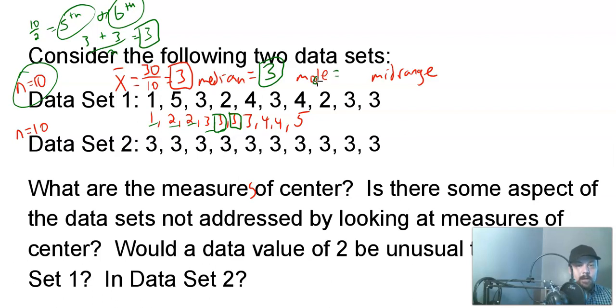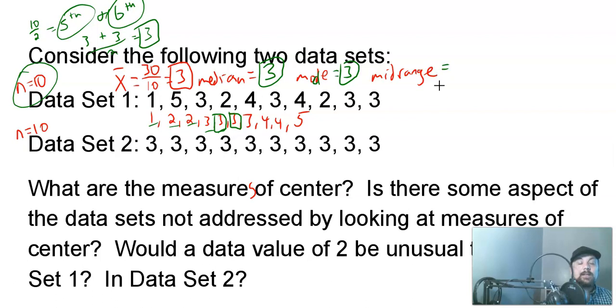The mode, not the mole, like I think the same thing happened in the last video. The mode is the data value that occurs with the highest frequency, if there is one. And in this case, there definitely is. I made sure of that. So 3 occurs 4 times. That's more than any other data value. So the mode is going to be 3.